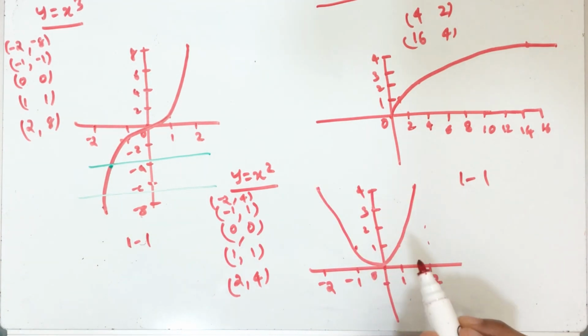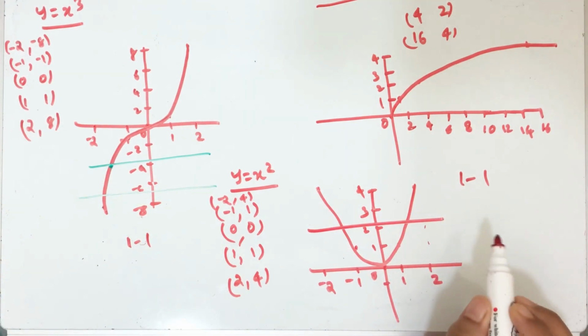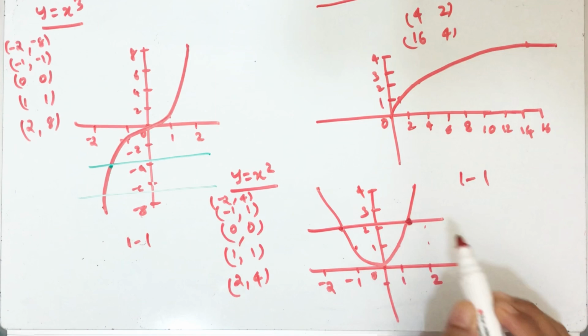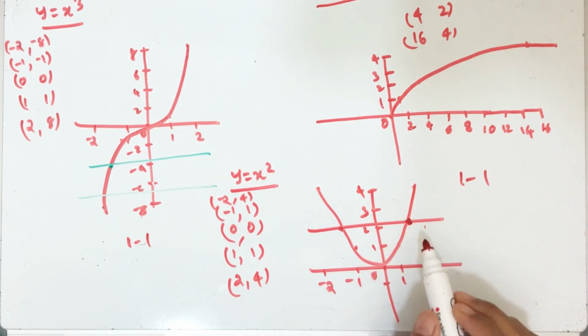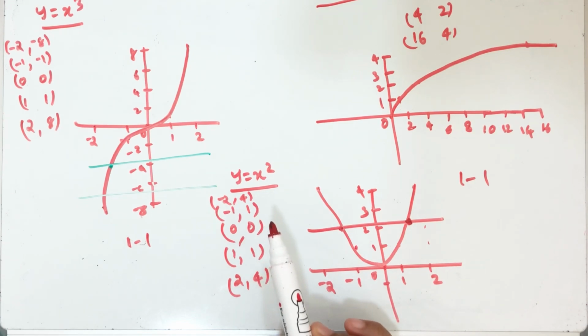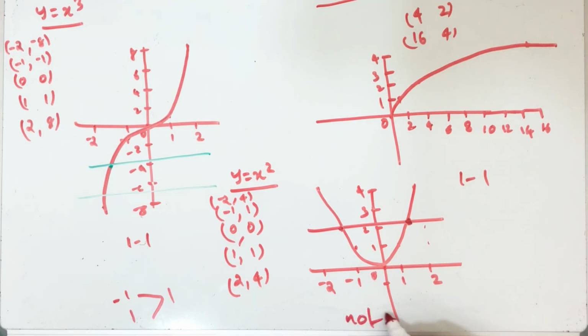Here, consider a horizontal line on the positive y-axis. Say this. Then it meets at 2 points, here and here. So it cannot be 1-1. We already know that y equal to x square is not 1-1, because minus 1 and 1 map to the same value 1. Like that, negative numbers and positive numbers map to the same value. So this is not 1-1.